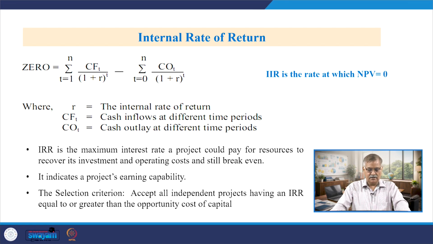Internal rate of return is the rate at which the net present value becomes 0. So, a rate at which the net present value becomes 0, or you can say that the project is neither getting loss nor profit, or at this rate the project breaks even. Here R is the internal rate of return, CF is cash flow at different time periods, and CO is cash outflow or cost at different time periods.